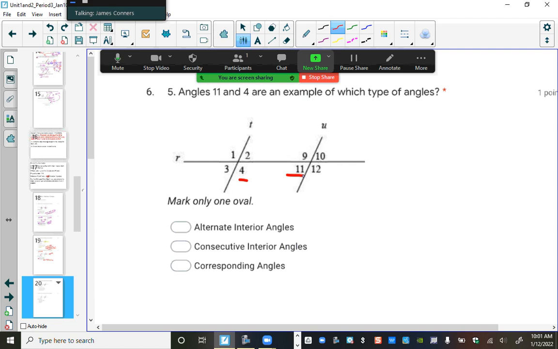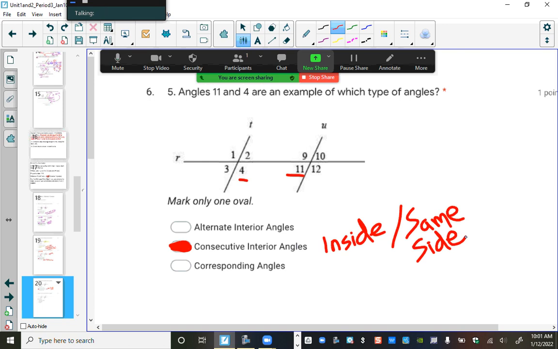Let's look where they are. Consecutive interior? Why consecutive interior? You're right. They're on the same line and they're both inside. Okay, they're inside. Same side. Inside, same side. That's why they're consecutive interior.